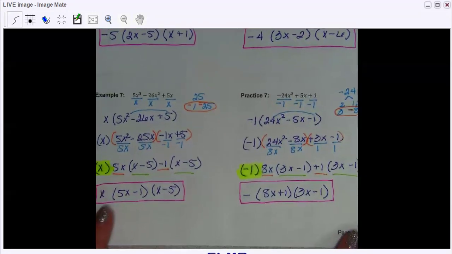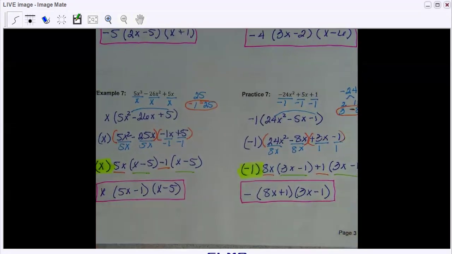Here's number 7, practice and example 7. All right, so that concludes lesson 7.4, factoring when x is not equal to 1.